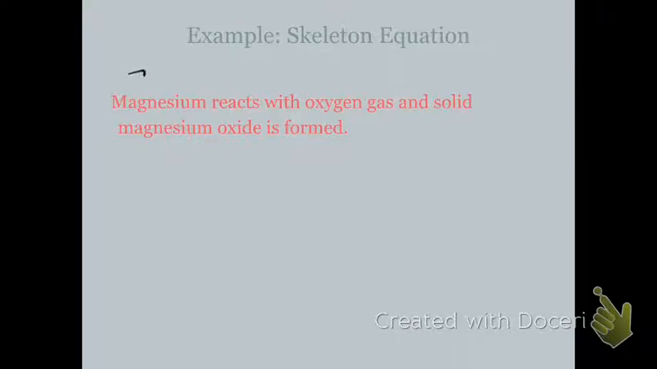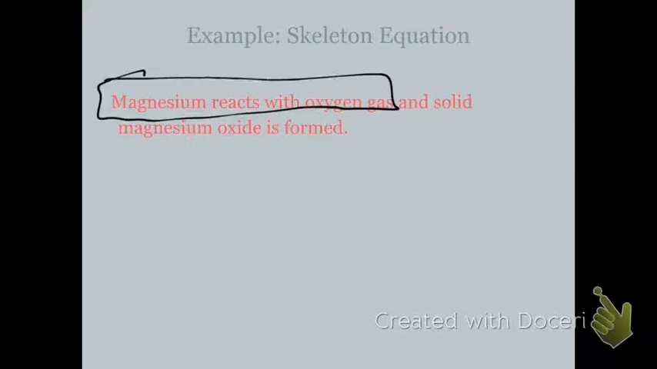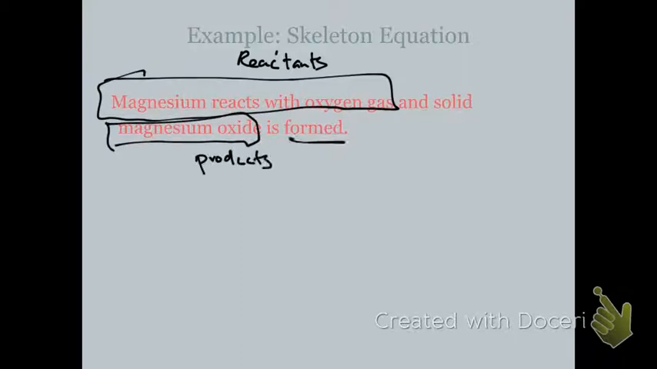So right now, if I were to diagram this, these are my reactants because it says magnesium reacts with oxygen gas. And then my products is solid magnesium oxide. That's my products. Why? Because it says solid magnesium oxide is formed. Formed is another word for produced or made. And so if I write out this equation, it's magnesium plus oxygen gas yields magnesium oxide.